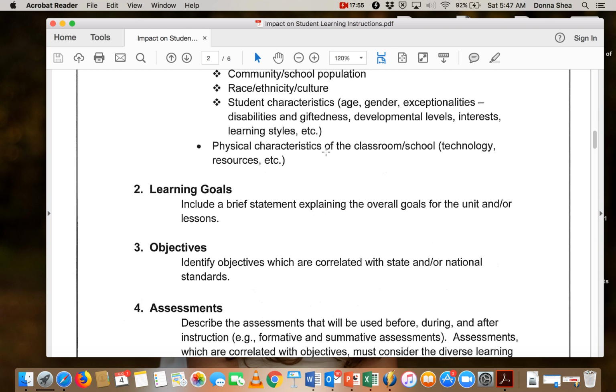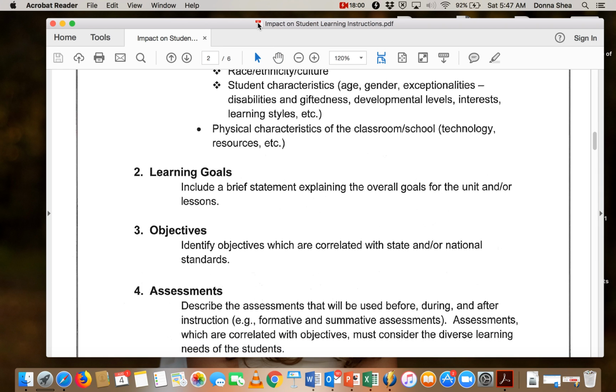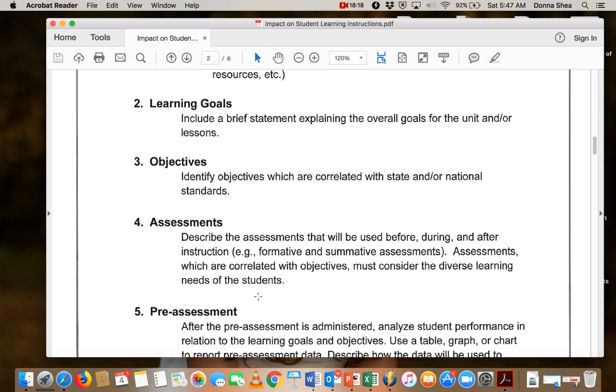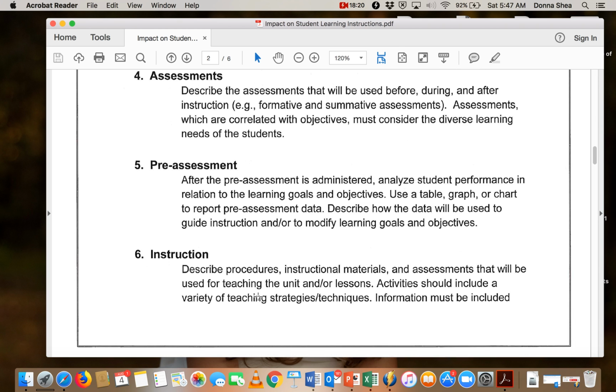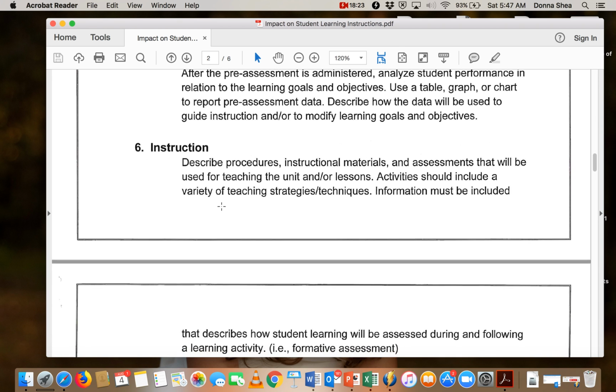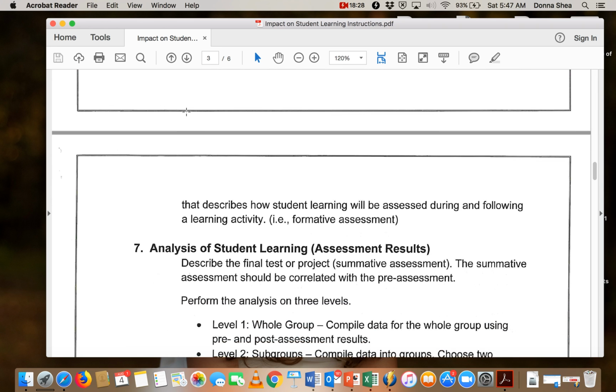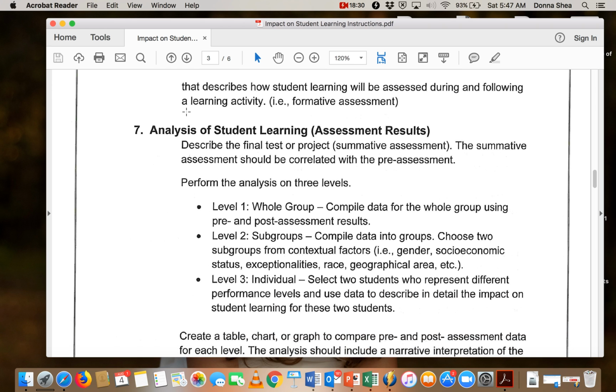You're going to teach those lessons, and during that time you're going to be creating assessments. You may give formative assessments, just quick little checks of understanding that really don't count toward their grade, or you may give summative assessments. Maybe you give a little quiz or a test at the end of certain sections, testing objectives. And then you're going to give a post-assessment. That post-assessment can absolutely be the same assessment that you gave as a pre-assessment. And then you're going to analyze those results.